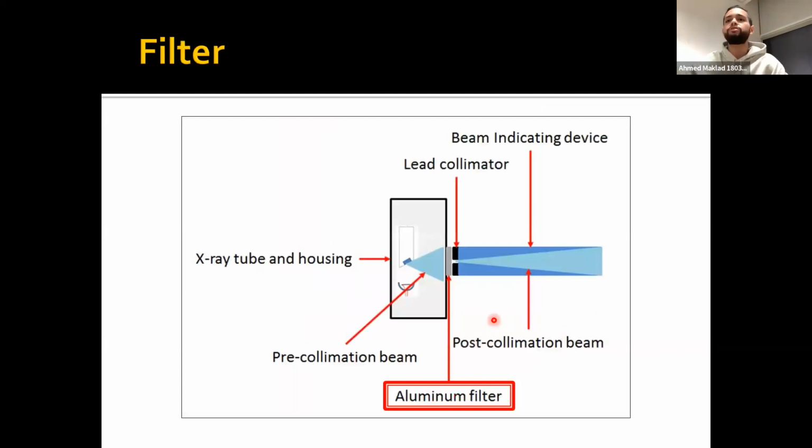This is just a demonstration. You have the aluminum filter right here. This is the X-ray tube. I don't know why I keep saying chest tube. This is the X-ray tube, right? And this is where the patient should be, right? And then you have the aluminum filter right here, okay?